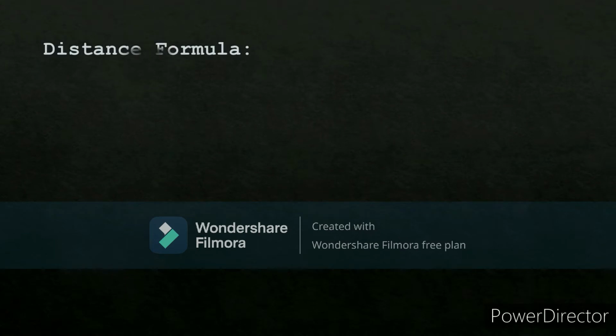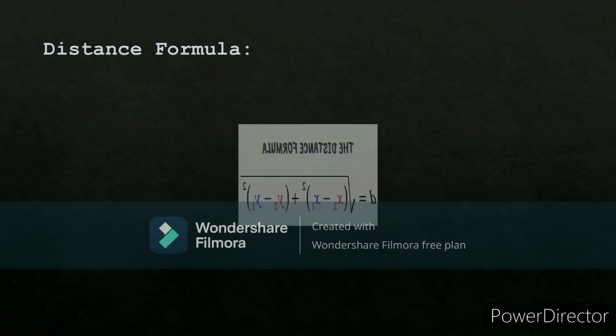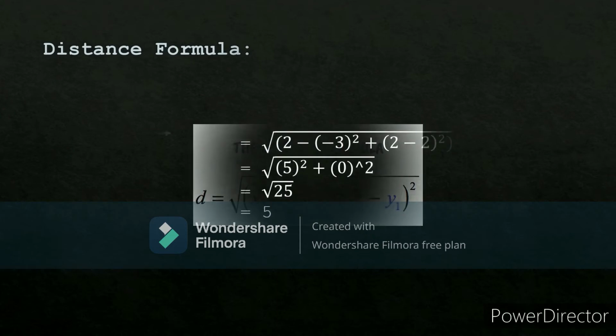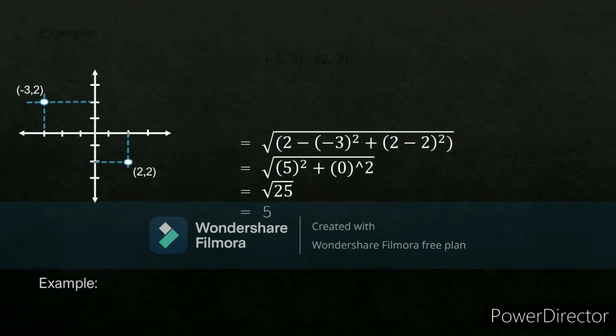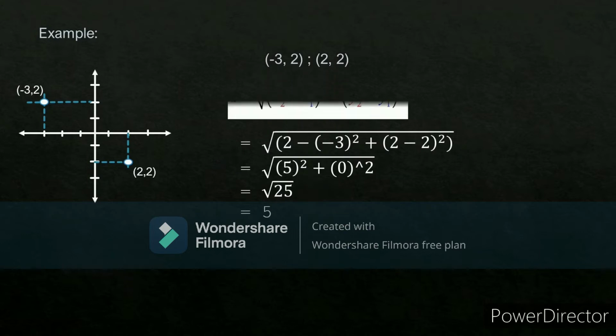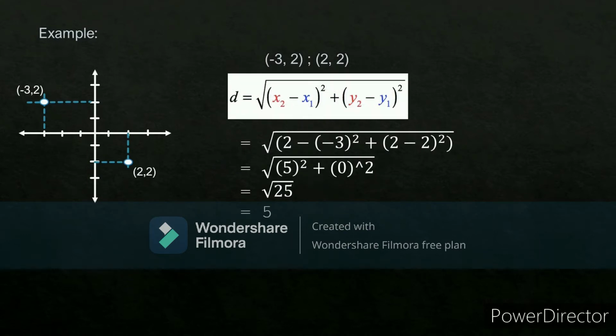Here is the formula of distance as you can see in the PowerPoint. So this is our example: -3, 2, and 2, 2. So let's put it in the graph. So let's substitute our given to the formula.